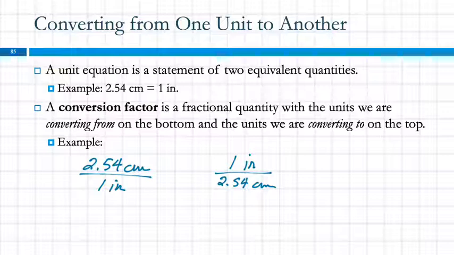1 inch is the same as 2.54 centimeters. So this is numerically equal to 1. The top and the bottom are the same thing. Anything divided by itself is 1. This is also numerically equal to 1. If I multiply something by 1, do I change its value? No. So this is the basic idea of dimensional analysis. We're going to apply conversion factors numerically equivalent to 1, and we're just changing the units. We're not changing the size.